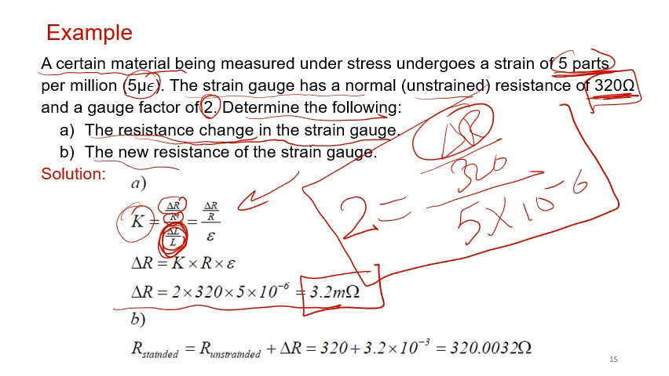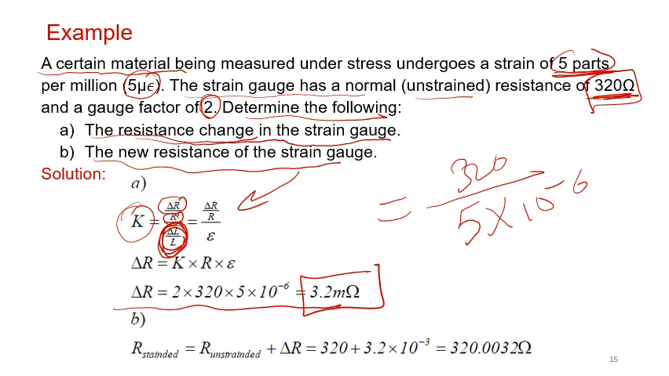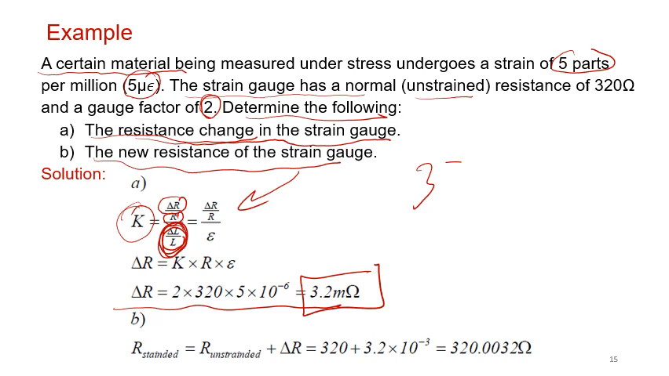Now the new resistance of the strain gauge is equal to the old resistance plus the change in the resistance, because before strain it was 320 and there is a delta of 3.2 milli ohm. The new resistance will be the unstrained resistance plus delta R: 320 plus 3.2 times 10 to the power minus 3, which equals this value.